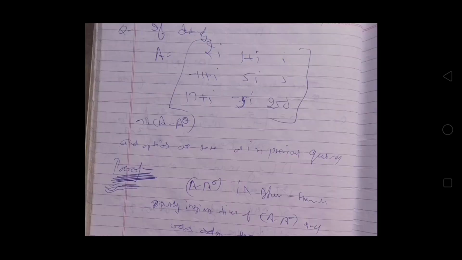We have some matrix A, then 7 iota into A minus A theta will have determinant equal to, options are same as in previous question. Now the proof says A minus A theta is always a skew Hermitian matrix, and imaginary times of skew Hermitian matrix is Hermitian matrix. So whatever will be the order, determinant of Hermitian matrix is always purely real. So again the correct answer is purely real.